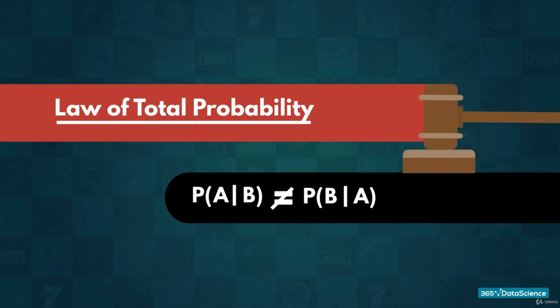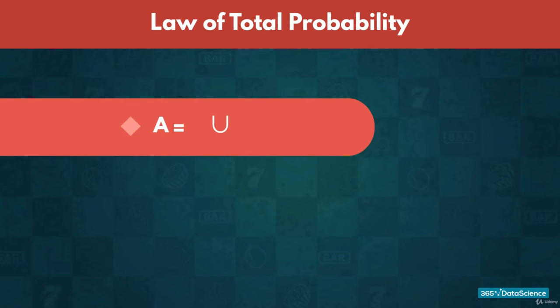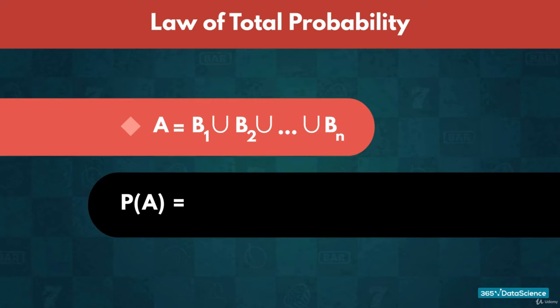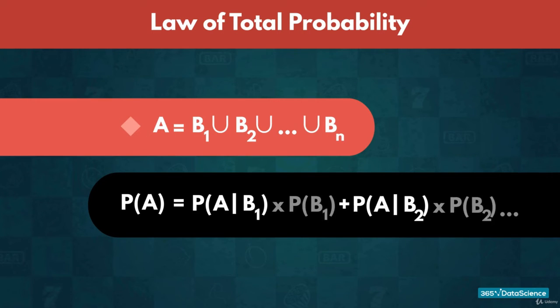Okay, imagine A is the union of some finitely many events, B1, B2, and so on. This law dictates that the probability of A is the sum of all the conditional probabilities of A, given some B, multiplied by the probability of the associated B.